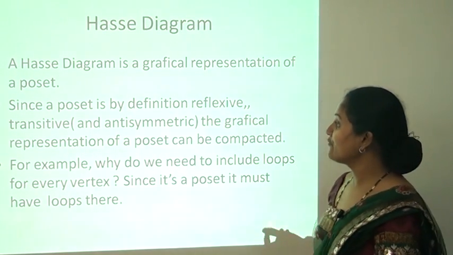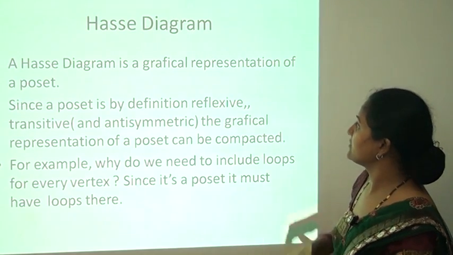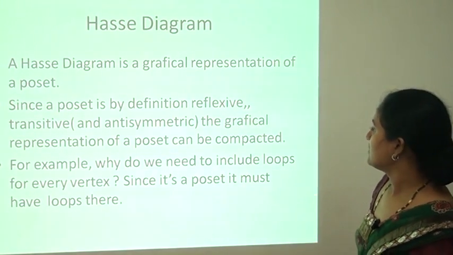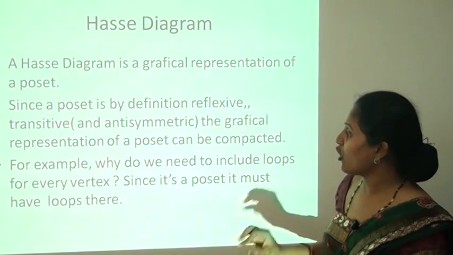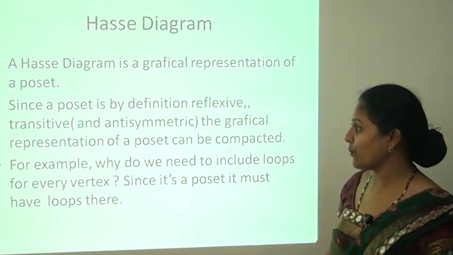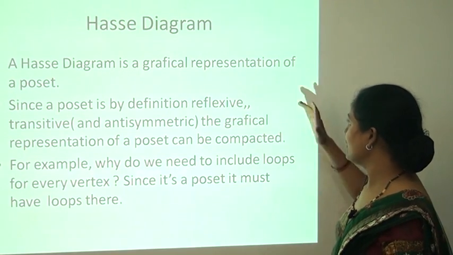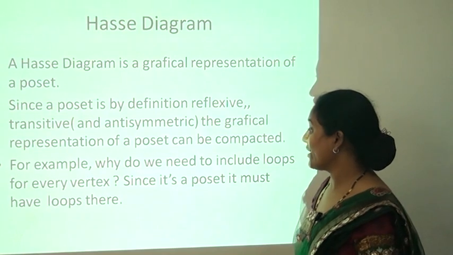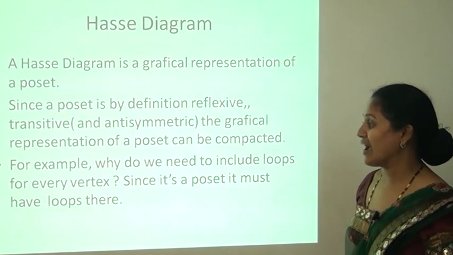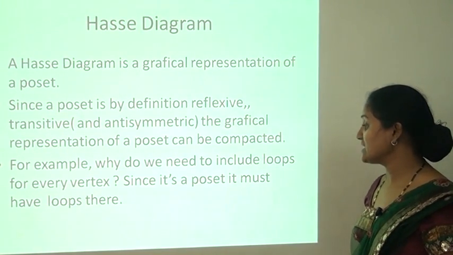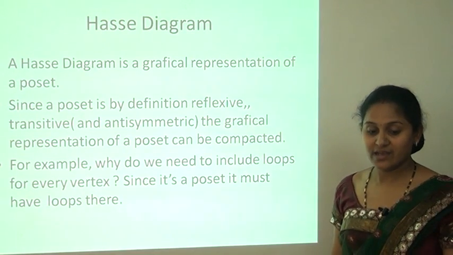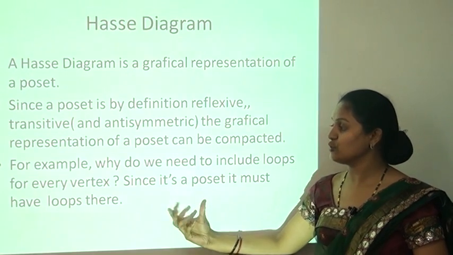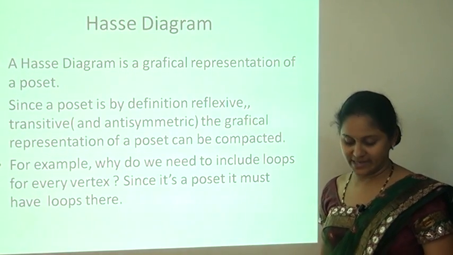So if we draw the graph for the poset and put in all the graphical properties, it will be complicated for the Hasse diagram. For example, why do we need to include loops for every vertex? Since it is a poset, it must have a loop there. In a graph we know the loop is there, but if we put the loops in, it will be complicated.